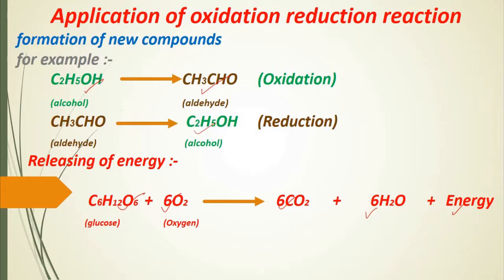Carbon is a reducing agent. When carbon reacts with ZnO, a metal oxide, it gives Zn plus CO. What is carbon doing here? Carbon is reducing zinc oxide into zinc and carbon monoxide. Therefore in metallurgy there is use of carbon as a reducing agent. So we can see how we can convert metal oxide into metal with the help of a reduction reaction. These are some applications.